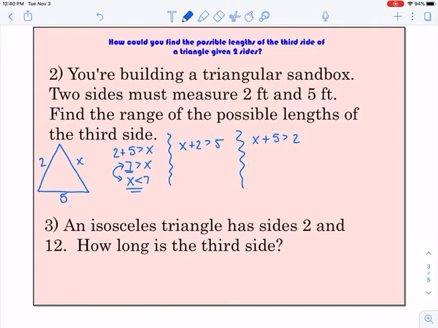For my middle inequality, I'm going to subtract 2 from both sides to get the variable on one side and a number on the right. So I have x is greater than 3.